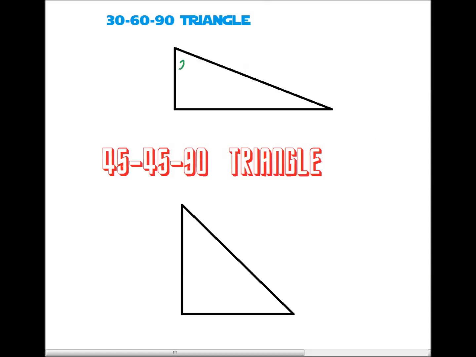The triangle on the top is a 30-60-90 triangle. In a 30-60-90 triangle, you need to know the following if you want to find any of the other sides. 30-60-90 represents the angle measures on this triangle. The rules for this triangle are simple.